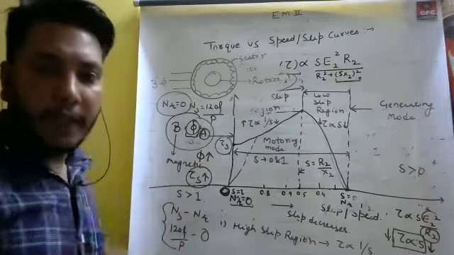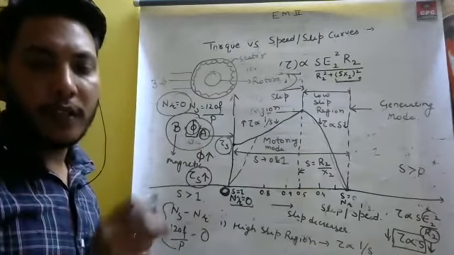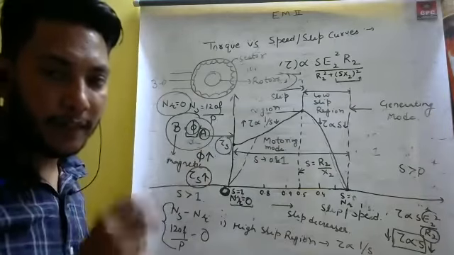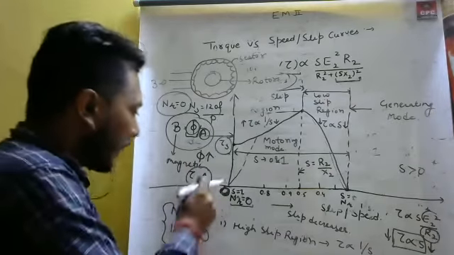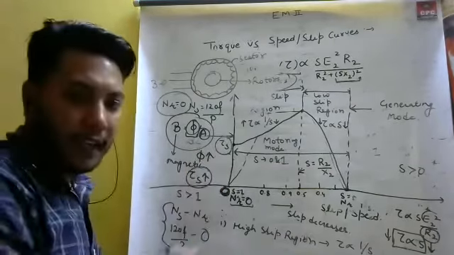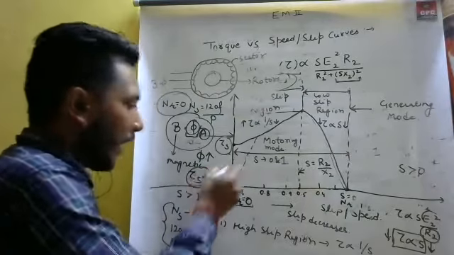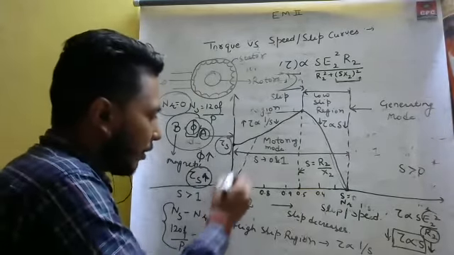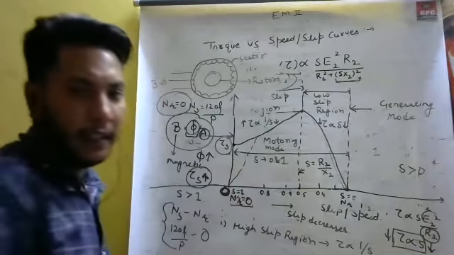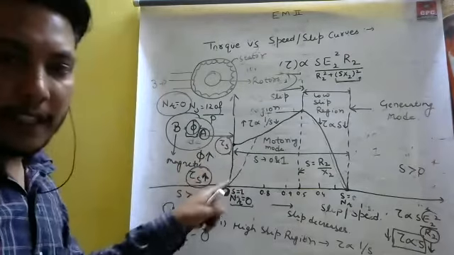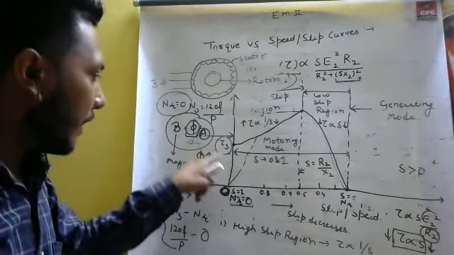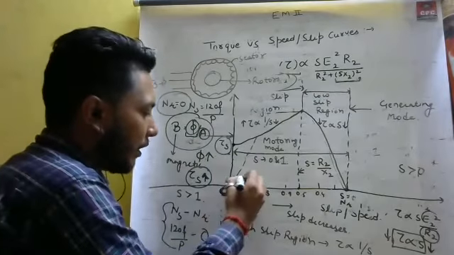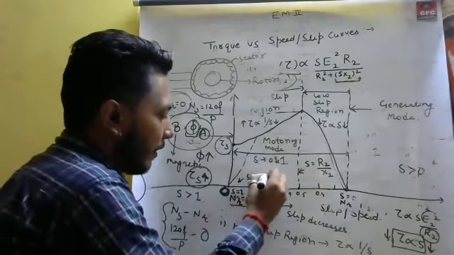The relative speed between the stator and the rotor is very high. Due to this high relative speed, the flux cut is also very high. So that's why the starting torque is high at starting. That's why this curve never starts from 0, it starts from some point here. This is the main reason that the starting torque starts from here. It never starts from the origin because this is your starting condition.